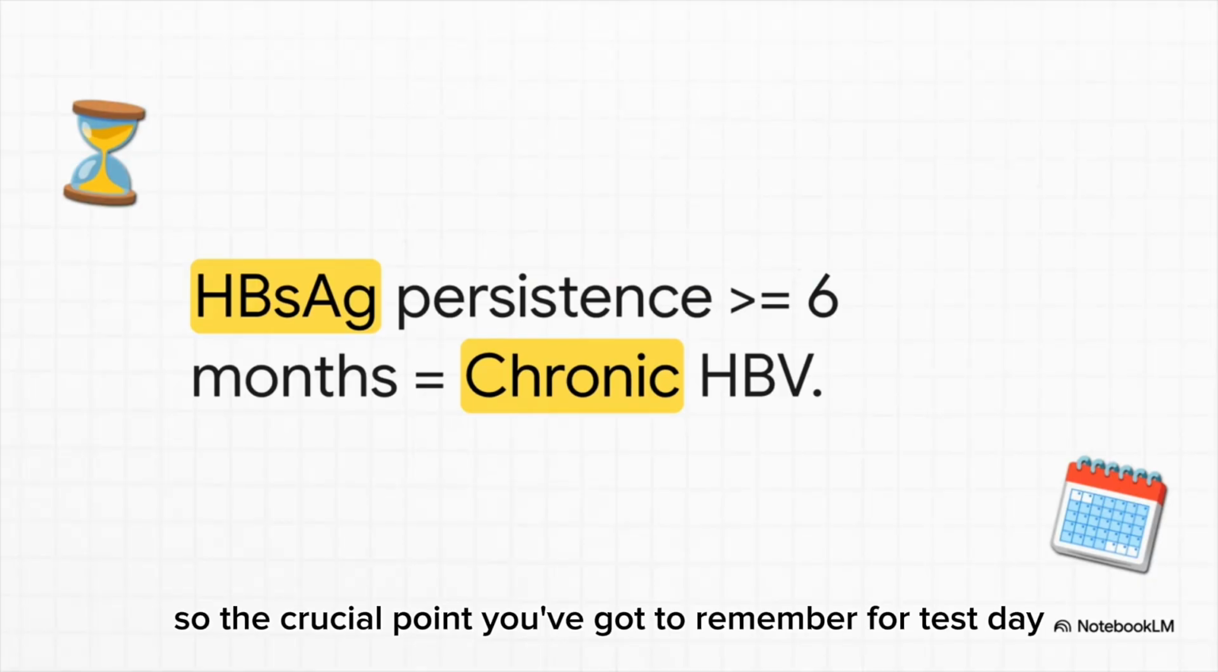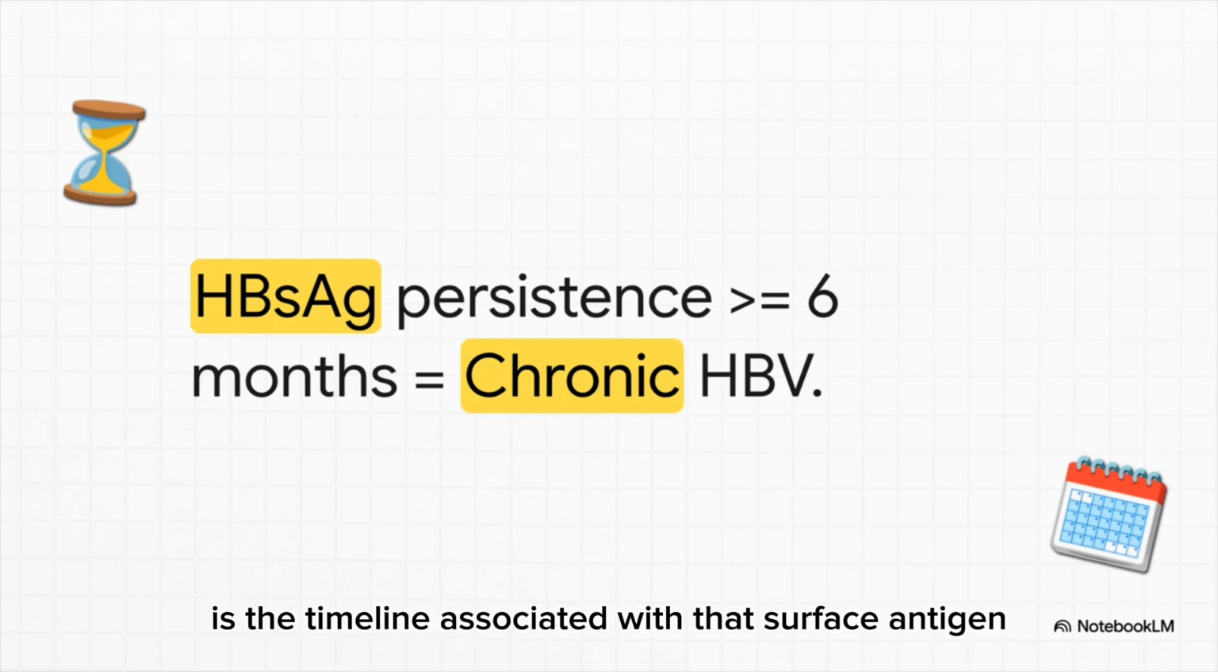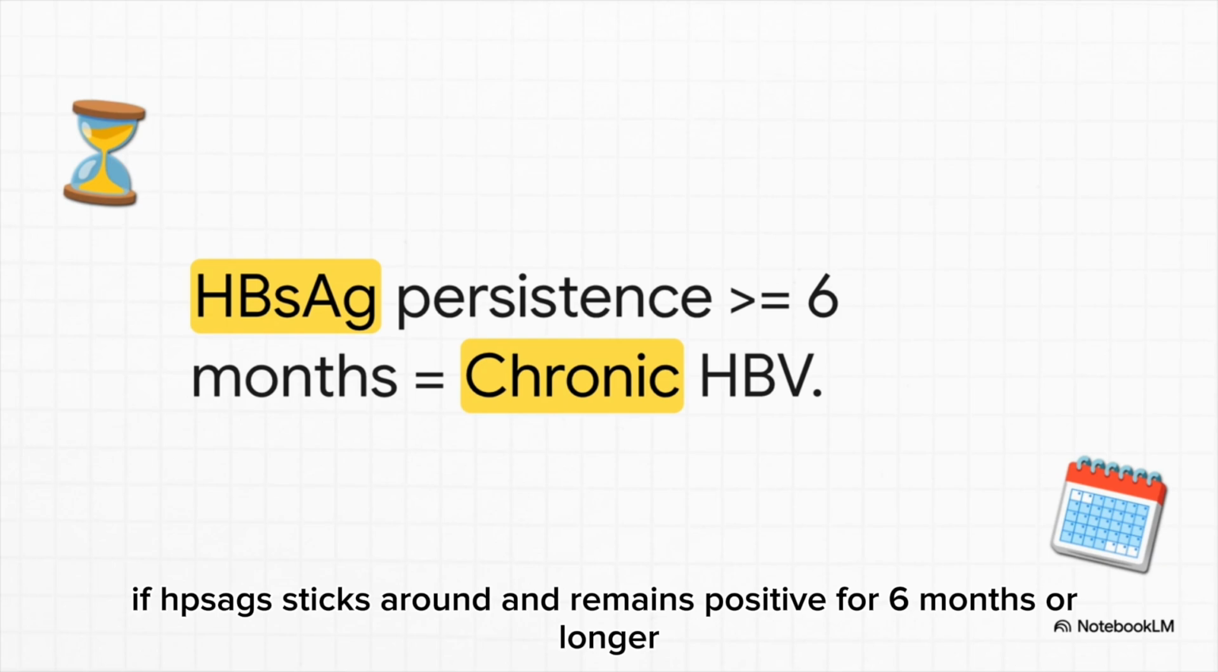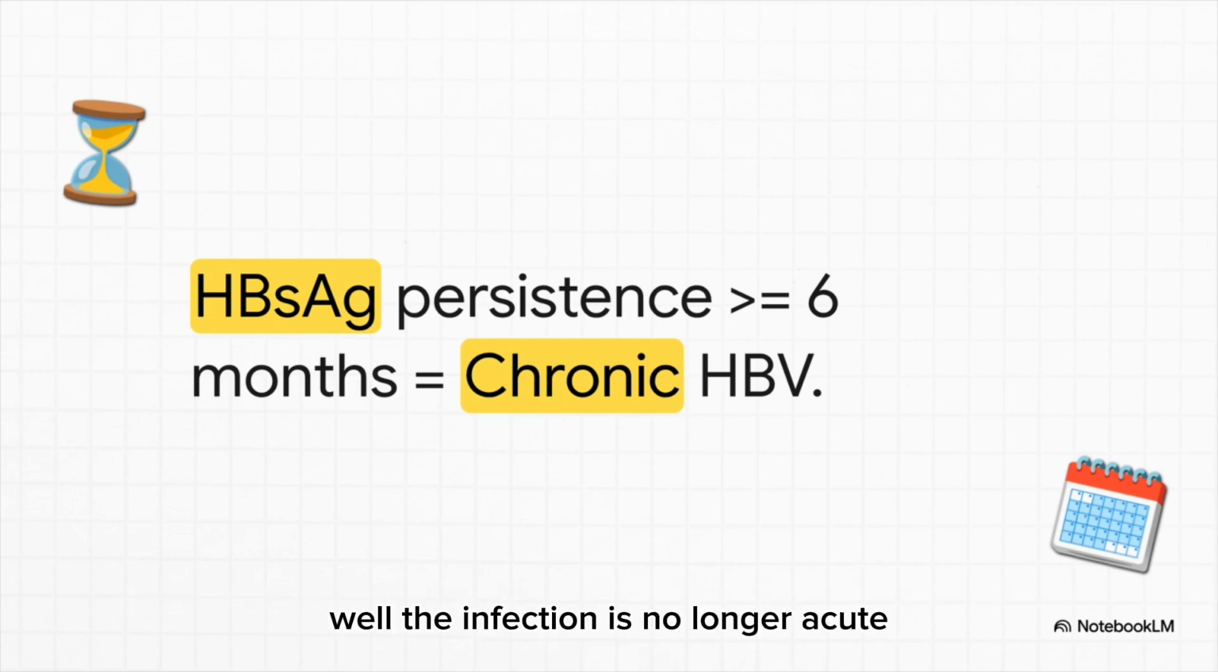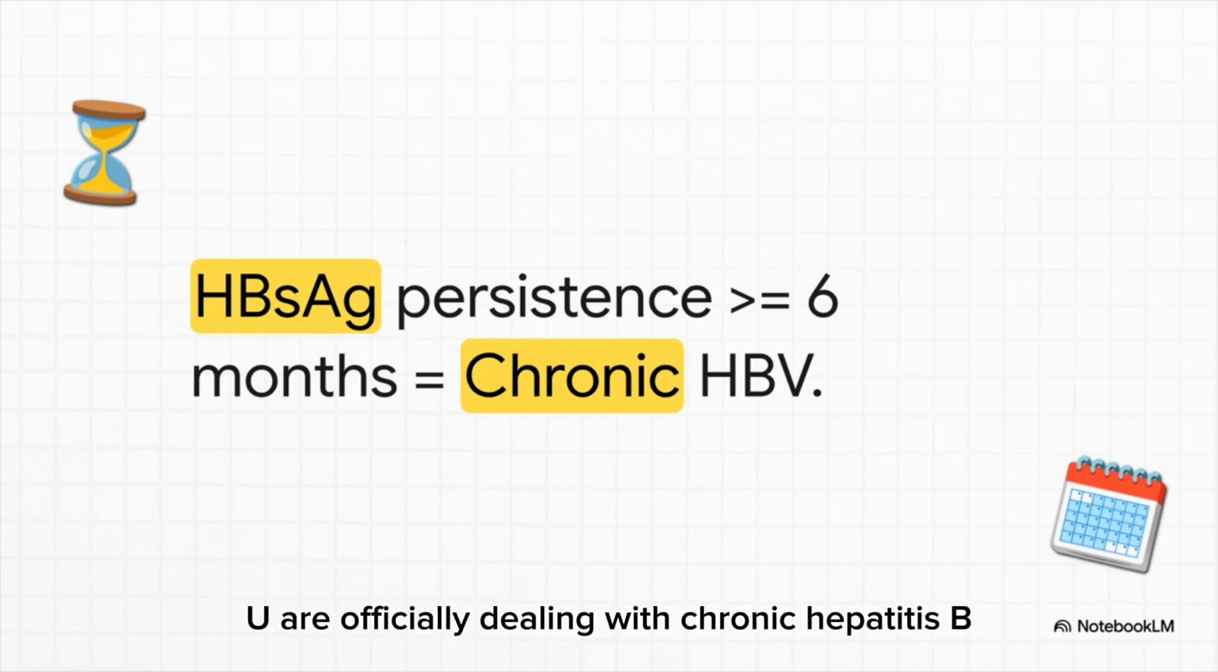So, the crucial point you've got to remember for test day is the timeline associated with that surface antigen. If HBsAg sticks around and remains positive for 6 months or longer, well, the infection is no longer acute. You are officially dealing with chronic hepatitis B.